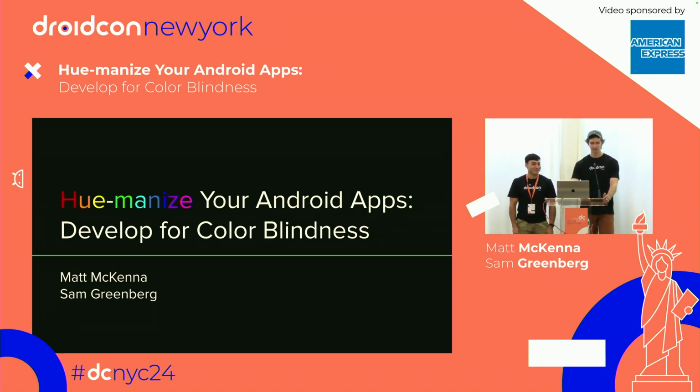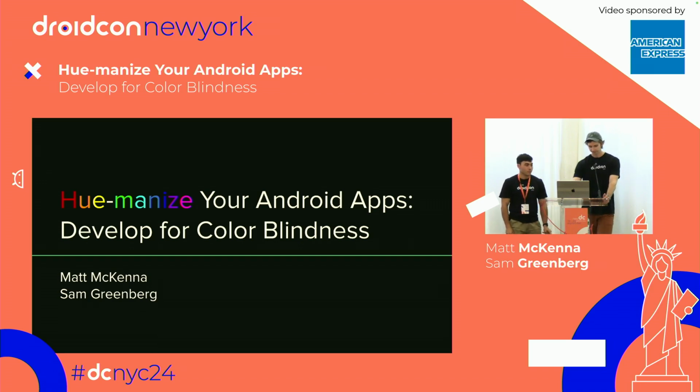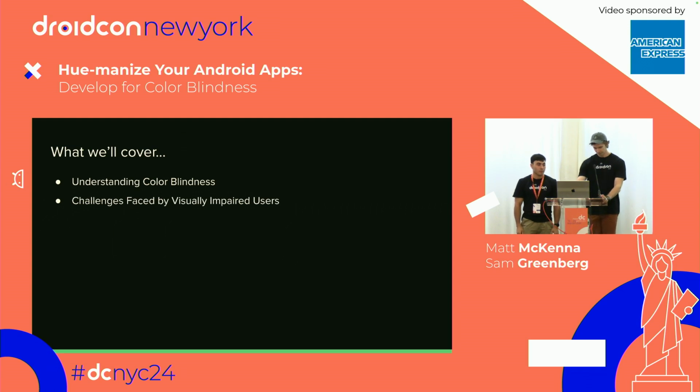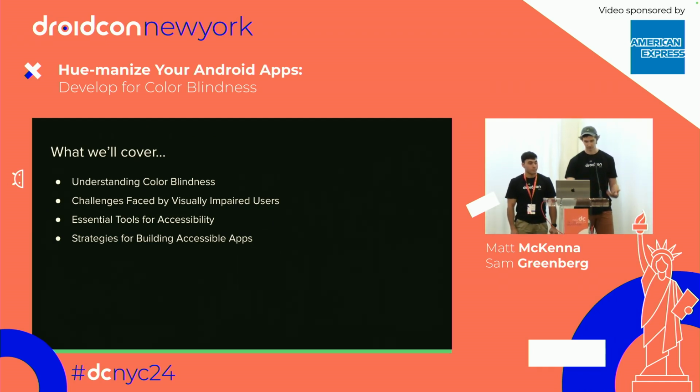So today we're going to talk about keeping color blindness in mind when you are working on your apps, building views, all this sort of fun stuff that we do in our day-to-day. What we're going to cover: first, understanding color blindness, what it is, how it works, and everything that means. Challenges faced by visually impaired users, people like me who are a little bit colorblind. The essential tools for this type of accessibility, and then some strategies to build accessible apps that we can just practice in our day-to-day development.